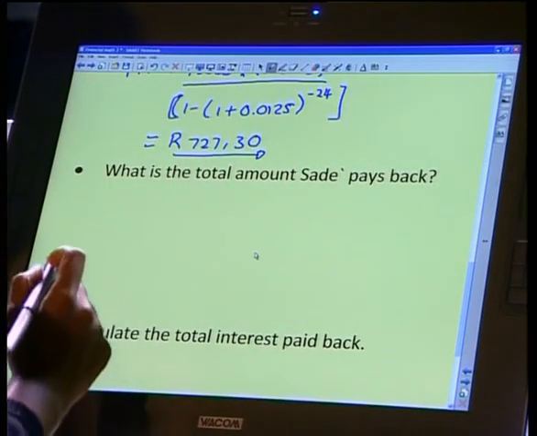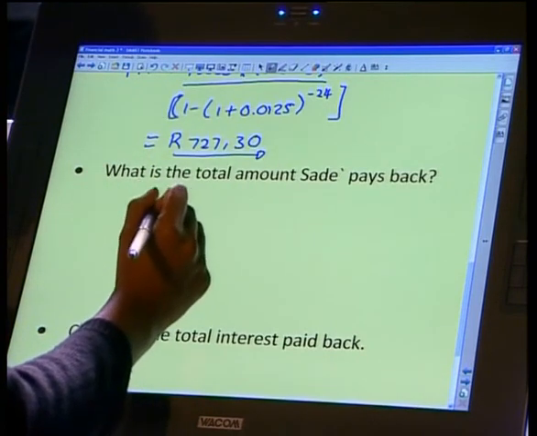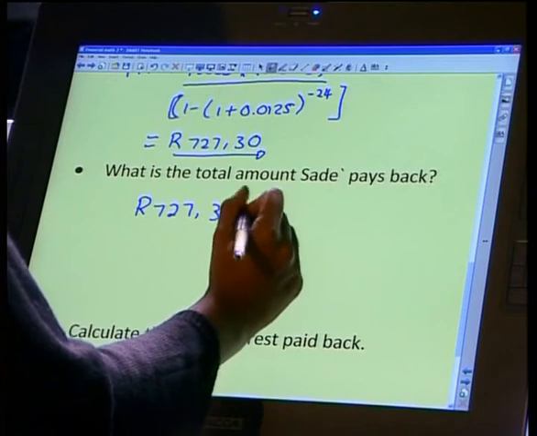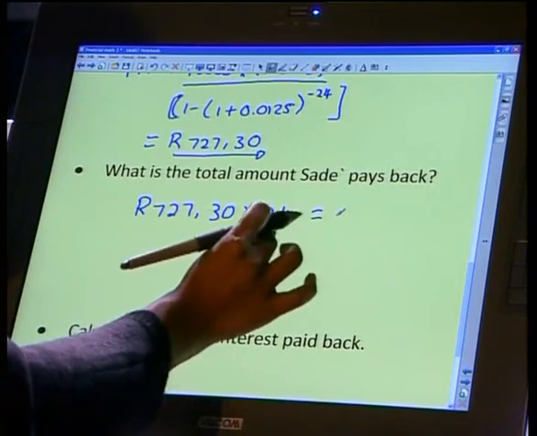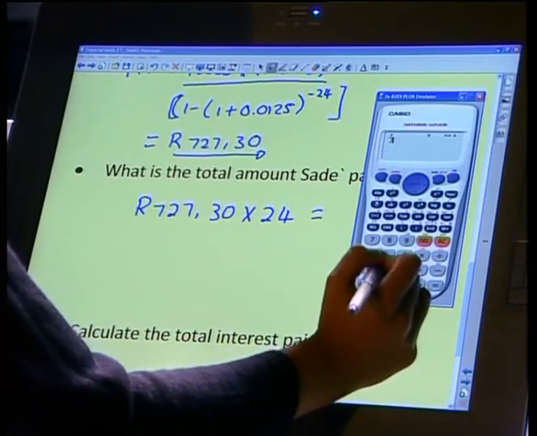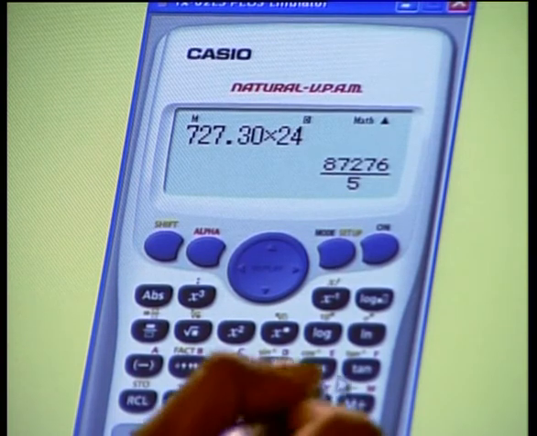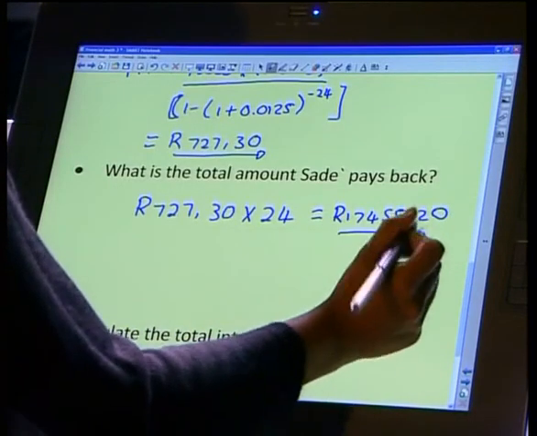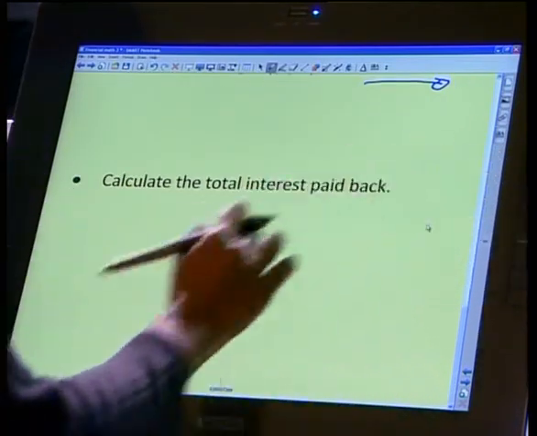We then want to know what is the total amount that Sade has to pay back. Well, all we have to do there, we know that her monthly payment is 727 Rand and 30 cents. And we know that she pays this over a period of 24 months. So I just need to times her monthly payments by the number of times she makes those payments. So it's 727.30 times 24. And that gives us 17,455 Rand and 20 cents. This is the amount she is going to end up paying on the original 15,000 Rand that she owed.